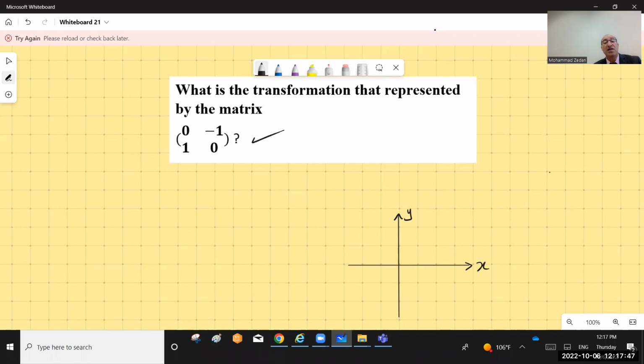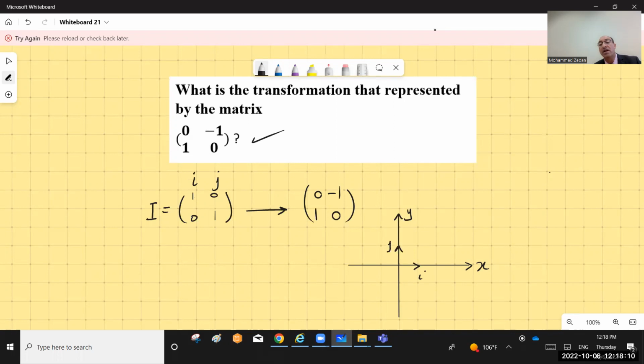So to answer this question, simply you write the identity matrix 1, 0, 0, 1, okay? And you look what happens to this matrix to be 0, 1, negative 1, and 0. So the first vector i, and the second vector j. The i, as you know, is a unit vector in x direction, and j is the unit vector in y direction. So the first vector 1 and 0 becomes 0 and 1.